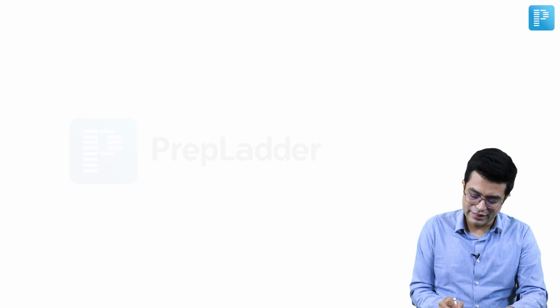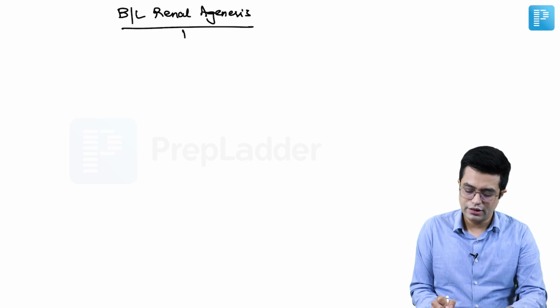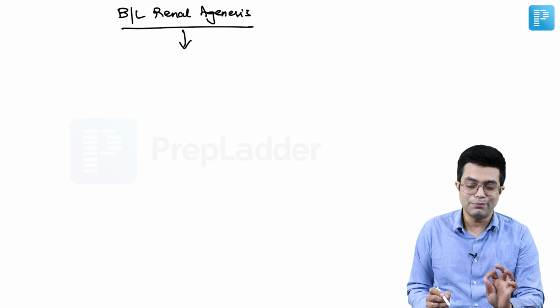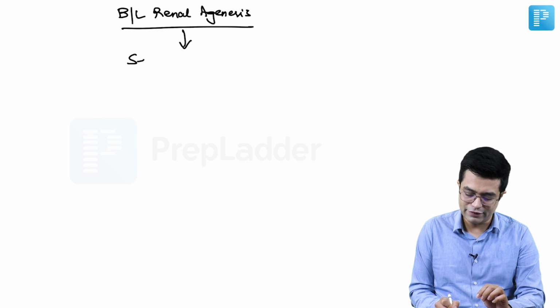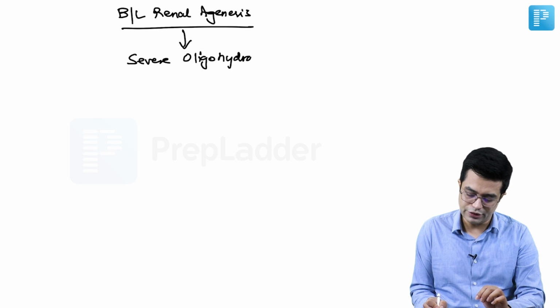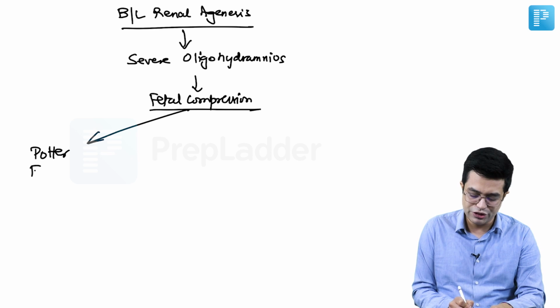Whenever there is bilateral renal agenesis, there will be absent urine production. Fetal urine is a major constituent of amniotic fluid, and because of bilateral renal agenesis, there will be severe oligohydramnios in utero. This severe oligohydramnios will cause fetal compression in the child. This fetal compression will result in multiple things. First of all, it will produce the typical Potter facies. Abnormal facies will be produced.